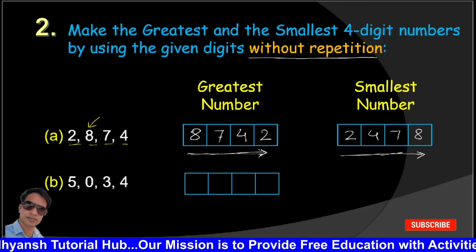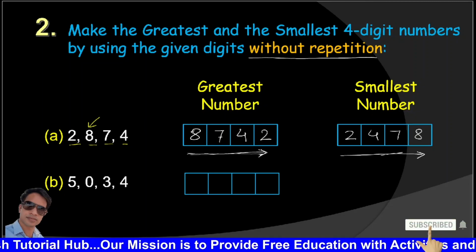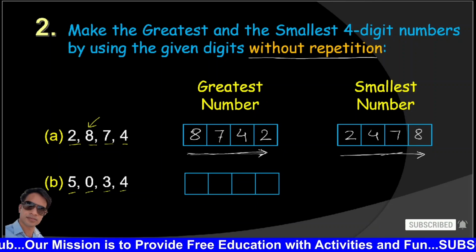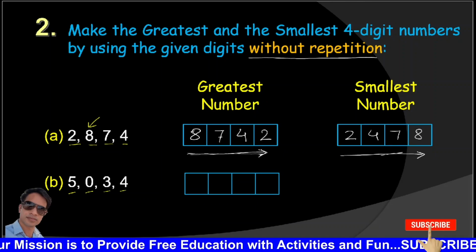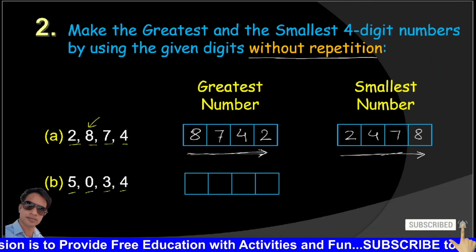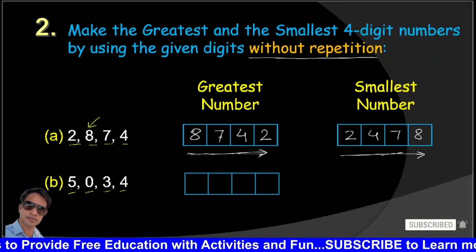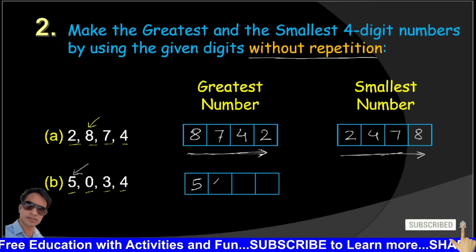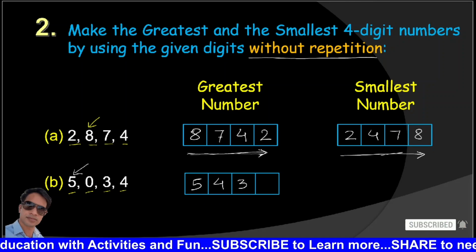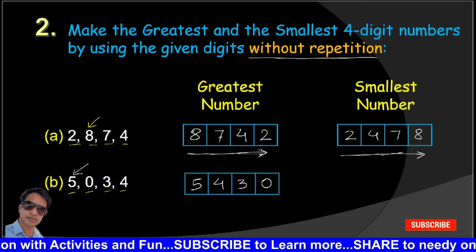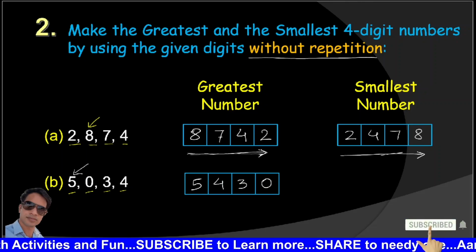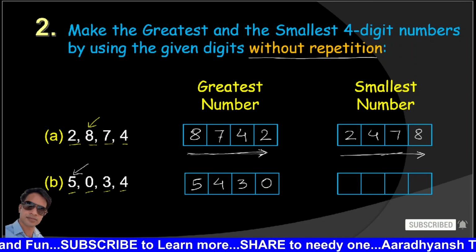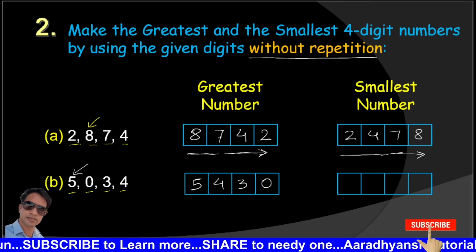Look at the second example. Here the digits are 5, 0, 3 and 4, and to make the greatest number we can arrange them in descending order. So write the greatest digit, that is 5, then 4, 3 and 0. And to make the smallest number we can write from the smallest digit.